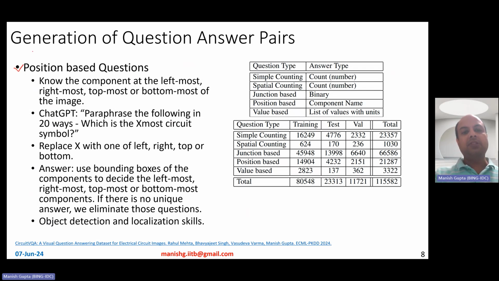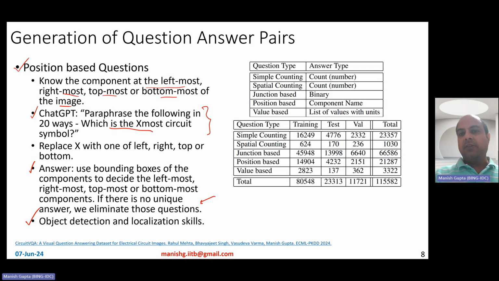Lastly, position-based questions. The idea is to ask what is the component at the leftmost, rightmost, topmost, or bottommost part of the image. Again, we use ChatGPT to paraphrase this basic template, which is the X-most circuit symbol, where X could be left, right, top, or bottom. Here the answer is automatically generated. We use bounding boxes of the components to decide the leftmost, rightmost, topmost, or bottommost components in an image. If there is no unique answer, we eliminate those questions. Again, to answer these questions correctly, the model must have object detection and localization skills.